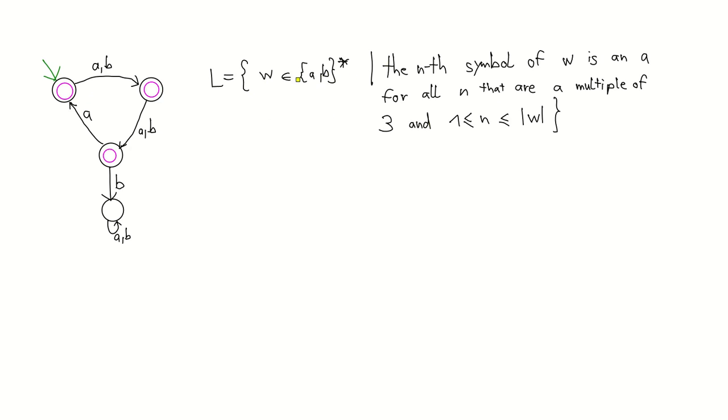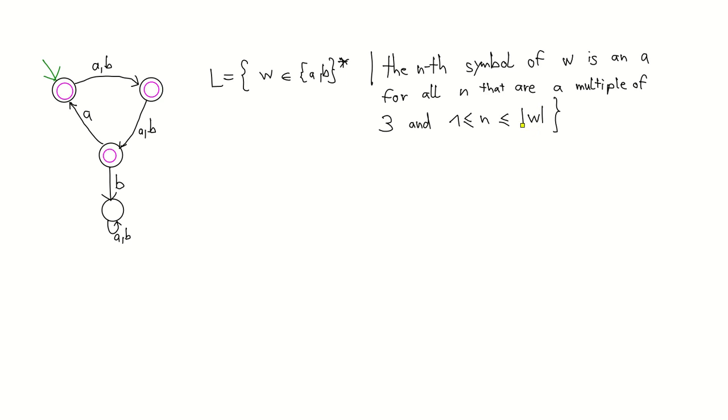Actually, I had to think a little what's a good way to write it down. So it's the strings w from {a,b}* such that the nth letter or the nth symbol of w is an A. But for which n? Well, for all n that are a multiple of 3. And of course, they have to be in the range of the word. So 1 is less or equal to n is less or equal to the length of w. This is a new notation, I didn't use it before. It's the length of the word.